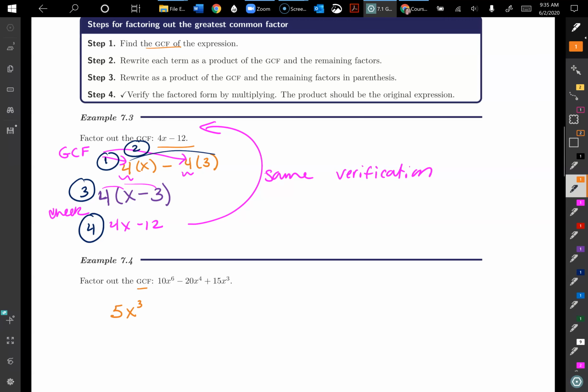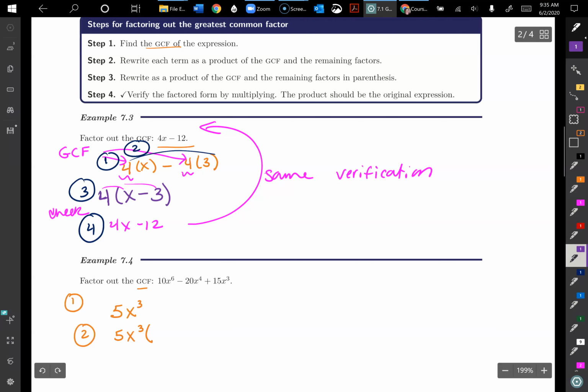Now I'm going to write that, so that's step 1. Now I'm going to write that as a product. So I would have 5x cubed times the 10x to the 6th. So I'm dividing that 5x cubed back into 10x to the 6th, and I would get 2x cubed. So you can write that out if you want, like the polynomial division we did earlier, or you can just think like, okay, I have 5 times what gives me 10, x cubed times what gives me x to the 6th. That's how I do it.